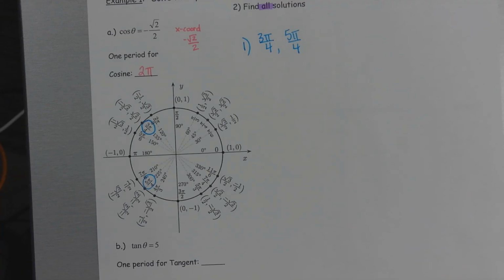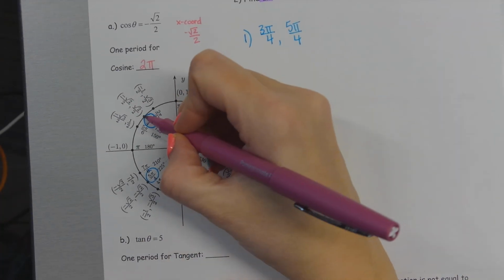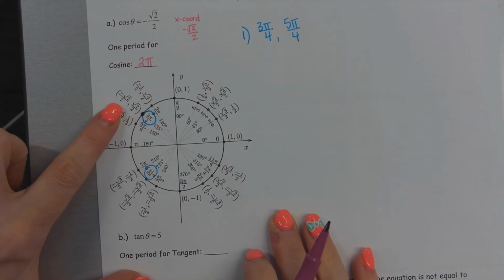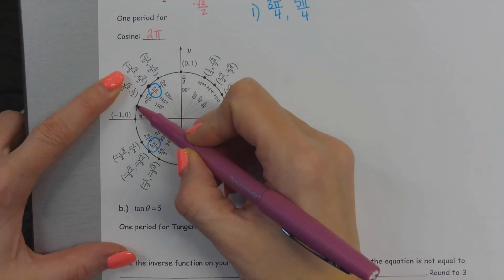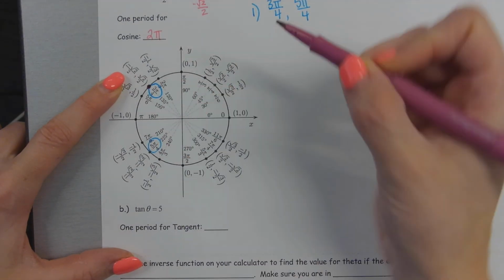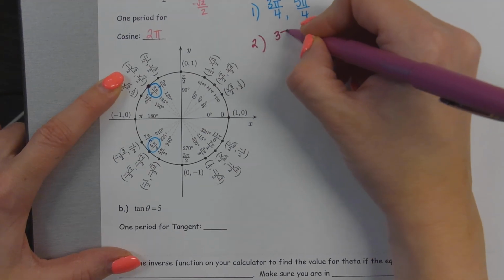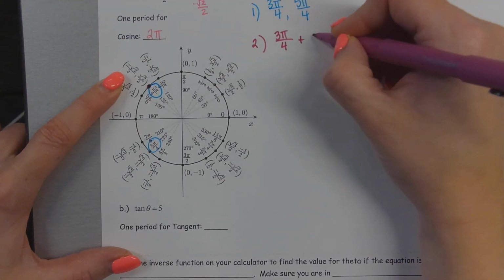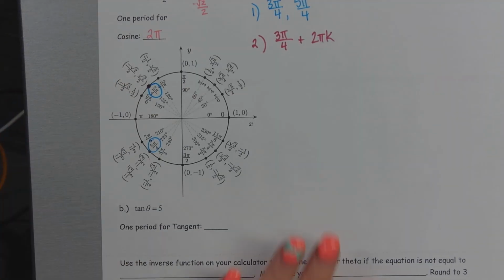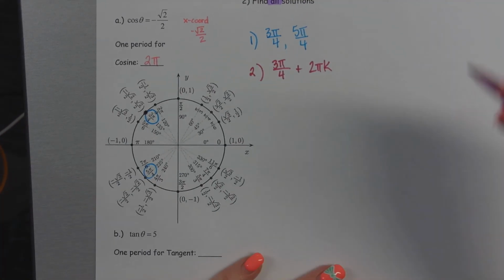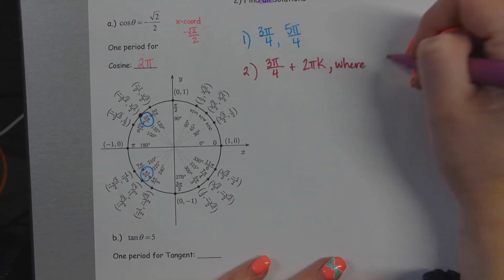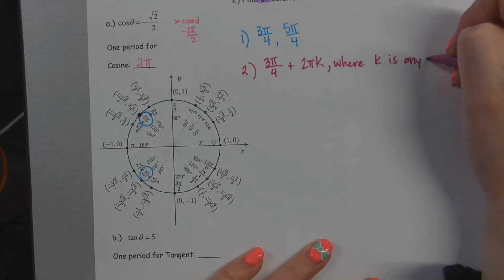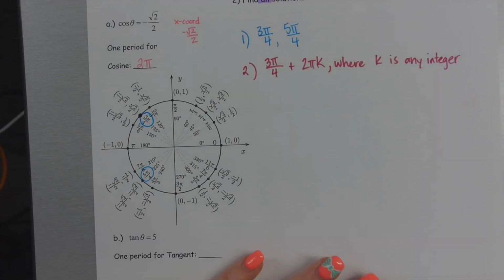Now, when it says find all the solutions, what that means is we are going to write an equation because for all of the solutions, there's going to be an infinite amount. Anytime you hit this point, you're going to have a cosine of negative root 2 over 2. So if you were to go around the circle again, you would be adding what value to 3 pi over 4? Yeah. And so what we're going to use as our equation is 2 pi k. In this case, this means where k is any integer. You don't have to write that every time. We're just going to write it down in our notes.